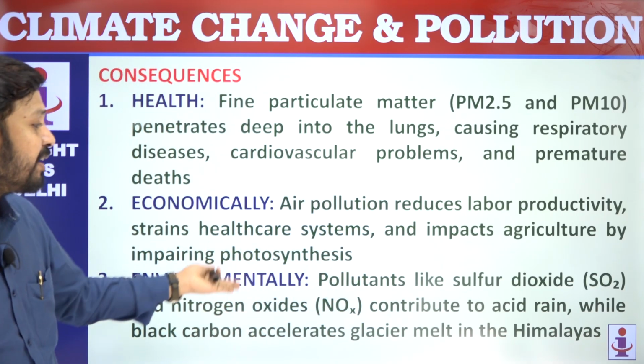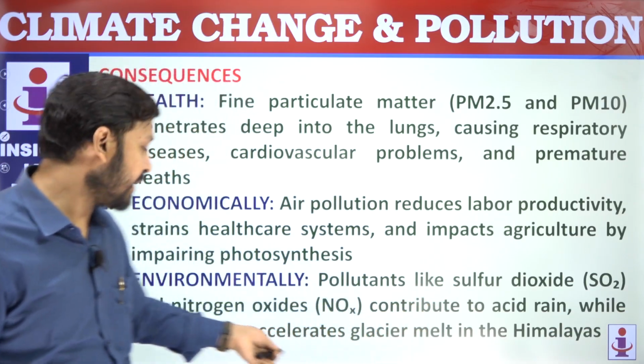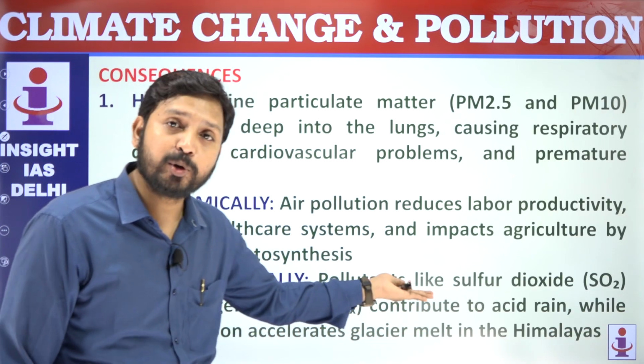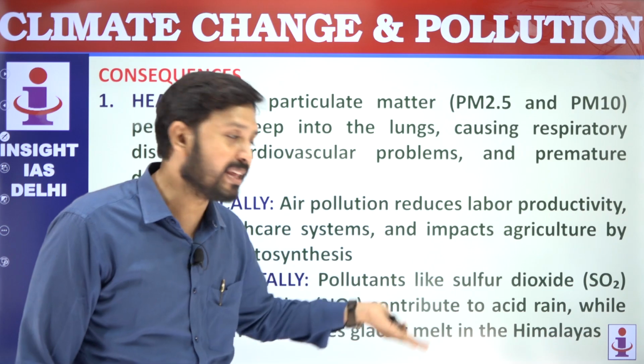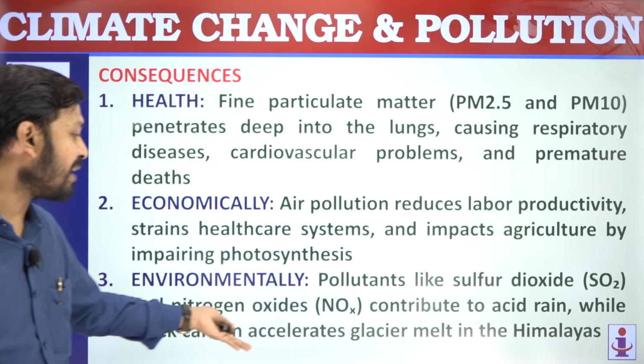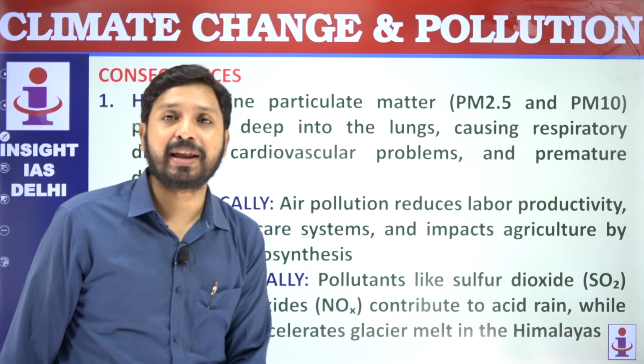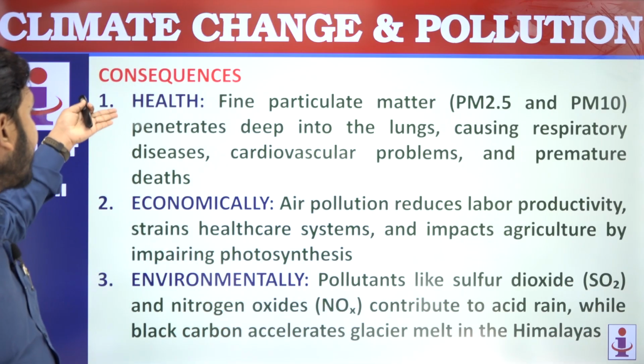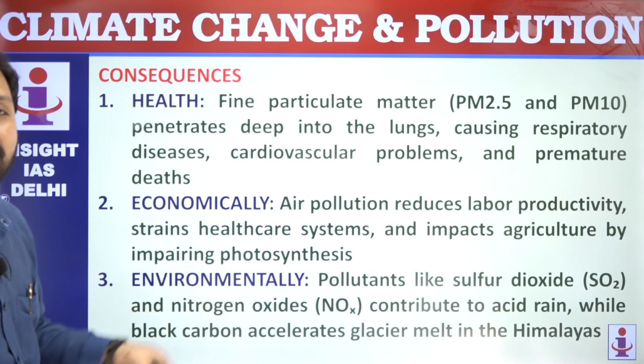And also on the environment, pollutants like sulfur dioxide and nitrogen oxides contribute to acid rain, and just now we have seen the negative impacts, while black carbon accelerates glacier melt in the Himalayas. So all these are the negative impacts on health, economically, and also environmentally.